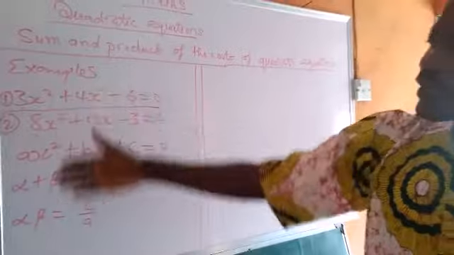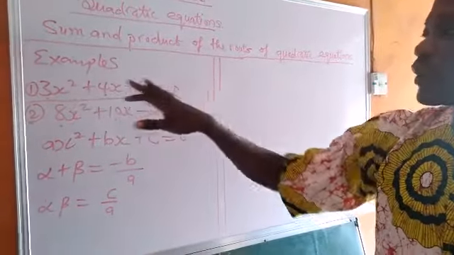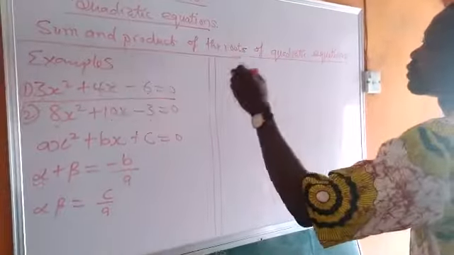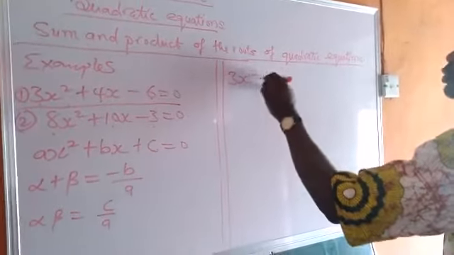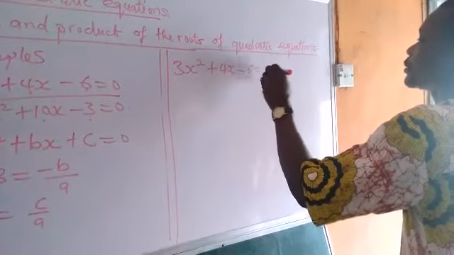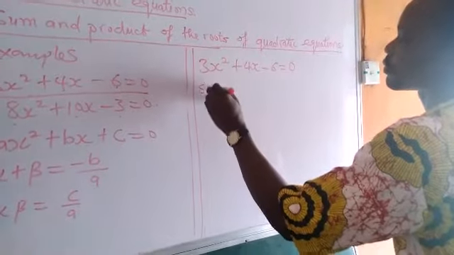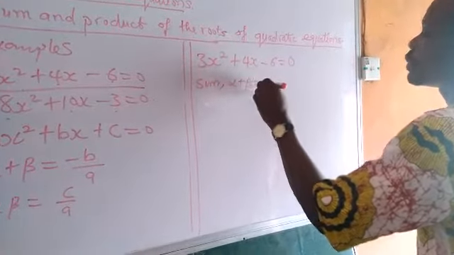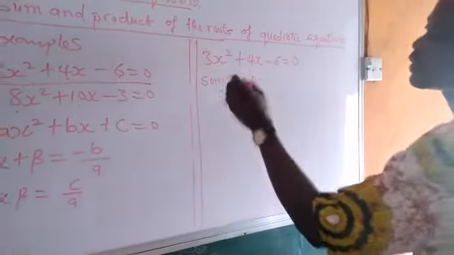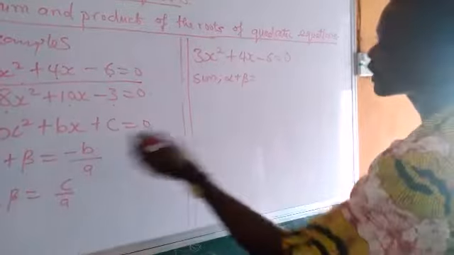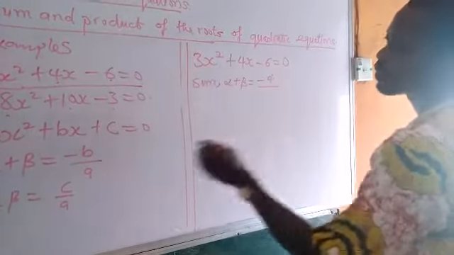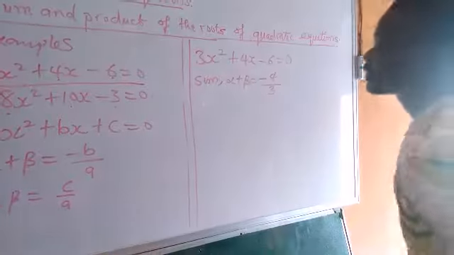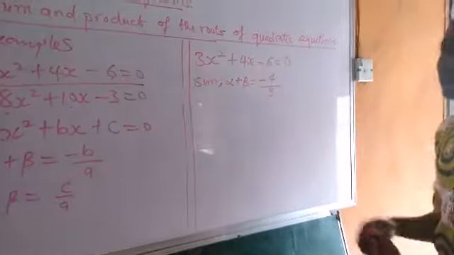So this is the general formula for the sum and product of the roots of any quadratic equation of the second order. In this example, how do we find the sum and product of each of these quadratic equations? The first example is 3x squared plus 4x minus 6 equals 0. The sum, alpha plus beta, will be equal to minus b over a. What is our b in this equation? Our b is 4, but with the minus it is minus 4, all over a, which is 3. That is the solution for the sum.